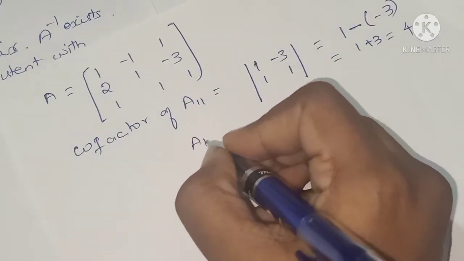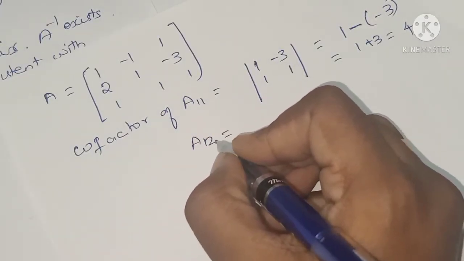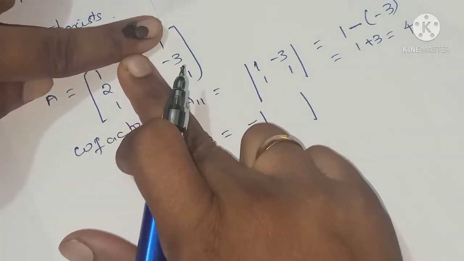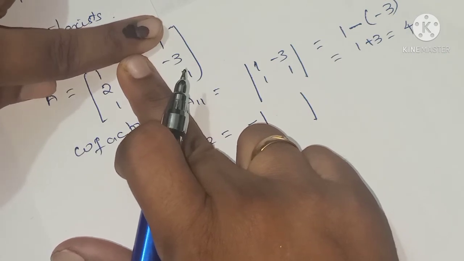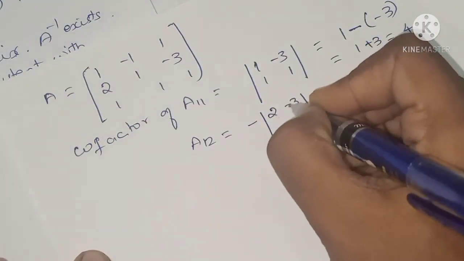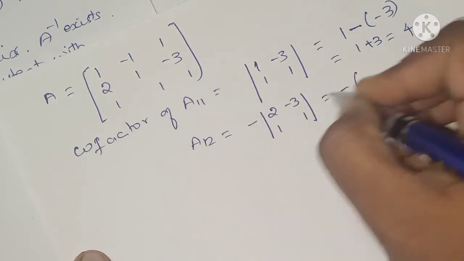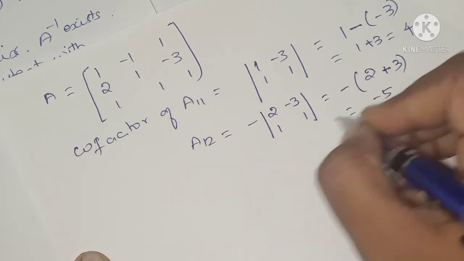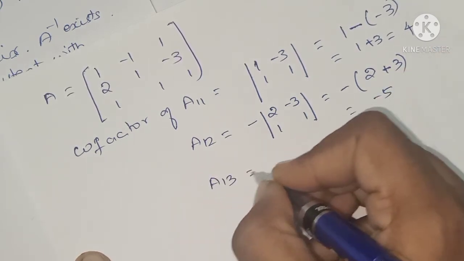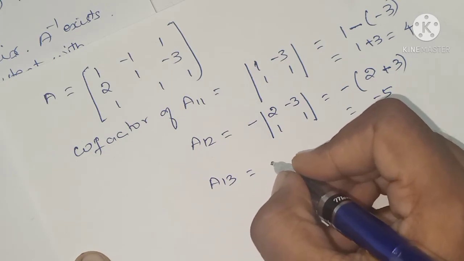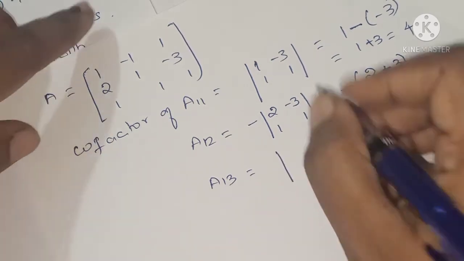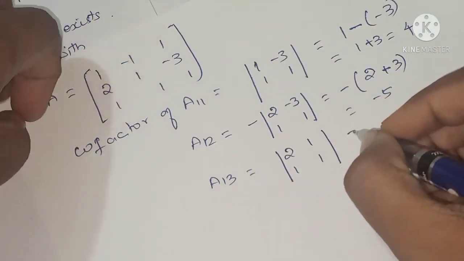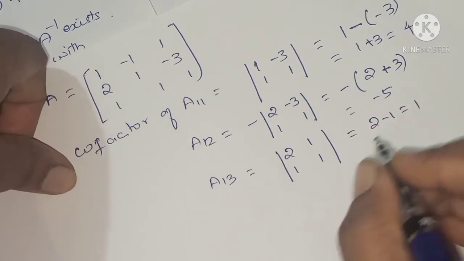Next one, A12. 1 plus 2 is 3, an odd number, so negative sign. Hide the first row and second column, we get 2 minus 3, 1 1. So this is equal to minus of 2 plus 3, which is equal to minus 5. Next one, A13. 1 plus 3 is 4, an even number, so it will be positive. First row and third column, 2 1, 1 1. So this is equal to 2 minus 1, which is equal to 1.